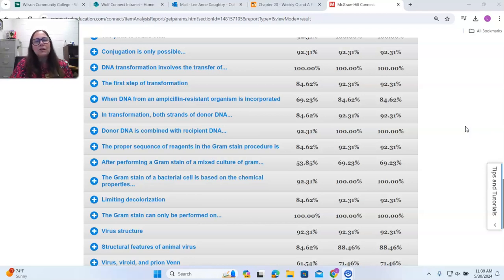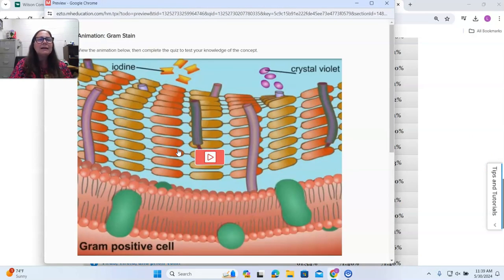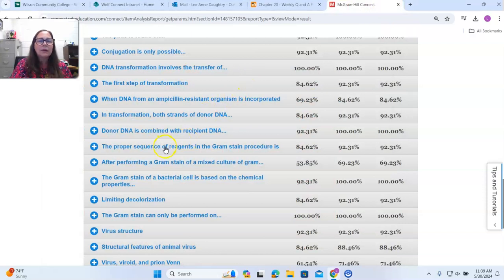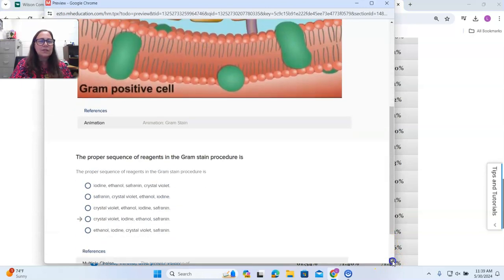So I wanted to talk to you about the Gram-Stain procedure on bacteria. And first, just to review, the Gram-Stain procedure, what it actually does. Okay, this is an animation. I don't want to show an animation. I just want a list of the reagents that are used, which is right here.